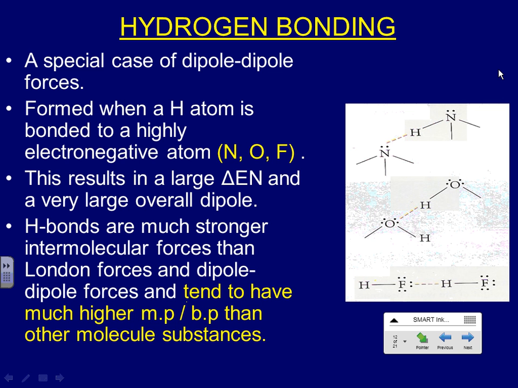Okay, hydrogen bonding. Again, we've talked about this last year. If you've got a hydrogen bonded to a highly electronegative atom, nitrogen, oxygen, fluorine, it results in a very large delta En and a very large overall dipole. Hydrogen bonds are much stronger intermolecular forces than London and regular dipole-dipole forces and tend to have much higher melting points and boiling points.